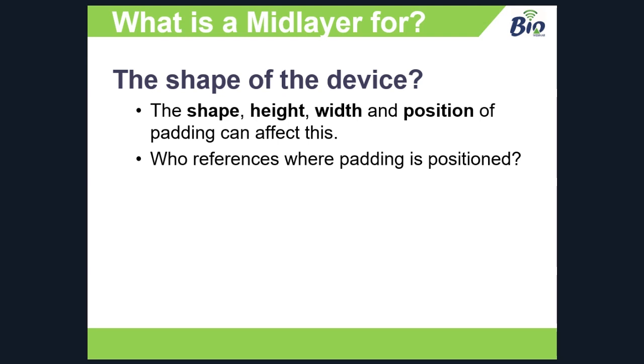Okay, so then when we look at shape, you've got the height, width, and position of paddings that can affect it. Of course, it changes the shape. One thing that I want everyone out there to identify is who references where the padding is positioned. Is it us? Or is it someone that we just say, put it in the same spot that you always put it?